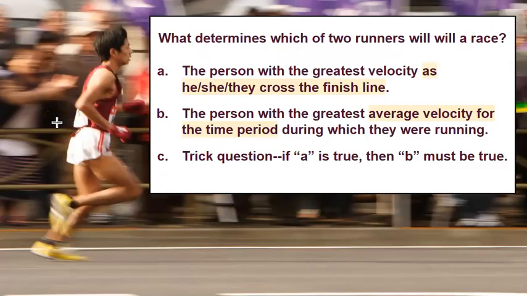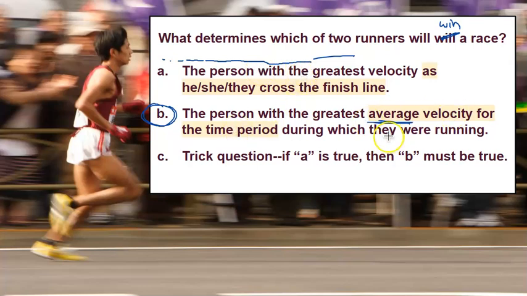Okay, test your understanding here. What determines which of the two runners will win a race? I'll let you pause and read it if you need to. And the correct answer is B. Because the person could walk really, really slowly for a long time, and then go super fast because they saved their energy through the finish line. Hopefully that extreme example will help you realize that that person is not going to win.